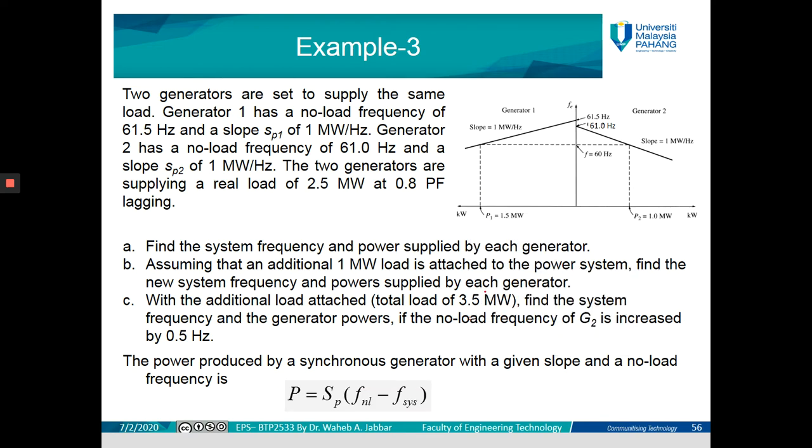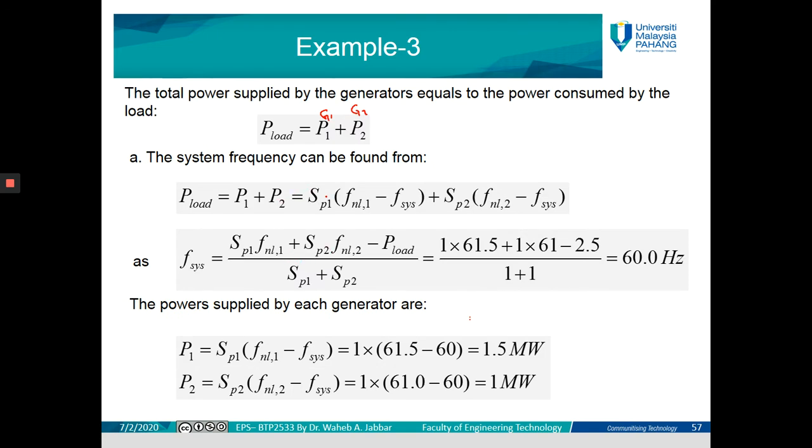So you can see here, P1 is equal to SP1 times F no load 1 minus F system. F no load for generator 1 we already know is 61.5 hertz. F system, we don't know. We don't know the new frequency that we will get after we connect the two generators together. I know the frequency of the first generator, and I know the frequency of the second generator, which is 61 hertz, but I don't know F system, the new frequency after we connect the two generators together.